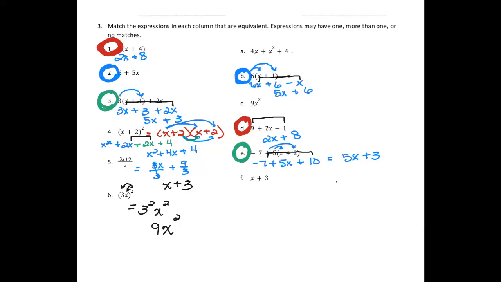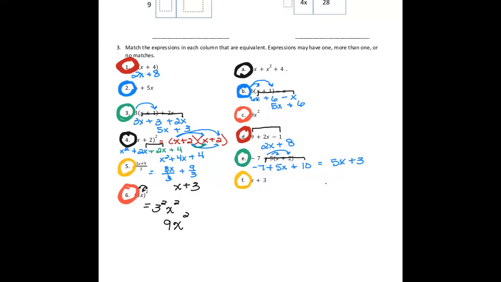4x squared plus 4x plus 4, that is the same as A, just in a different order. So that's okay. 5, I need more colors. What do I need? Yellow. 5 here matches up with F. And that leaves 6 and C. I'll do that one in orange. Ooh, orange kind of looks like red.